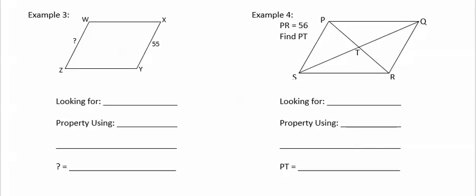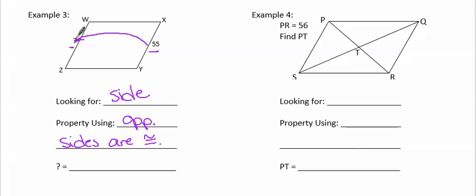So when I look at example 3, I notice that the 55 is kind of between the x and the y over here, so that's a side. So is the question mark. So I'm looking for a side. So what do I know? I know that my opposite sides are congruent. So if this is 55, the one across from it also has to be 55.